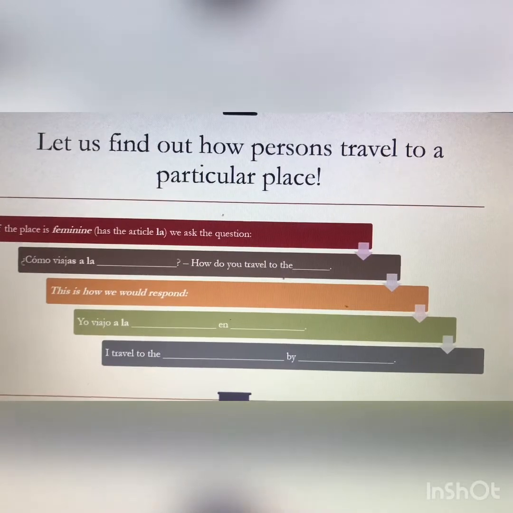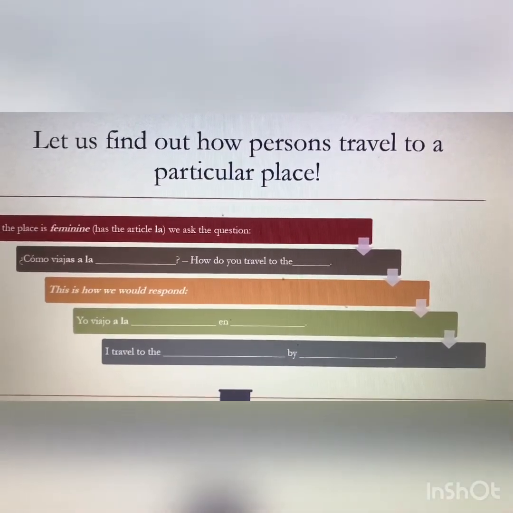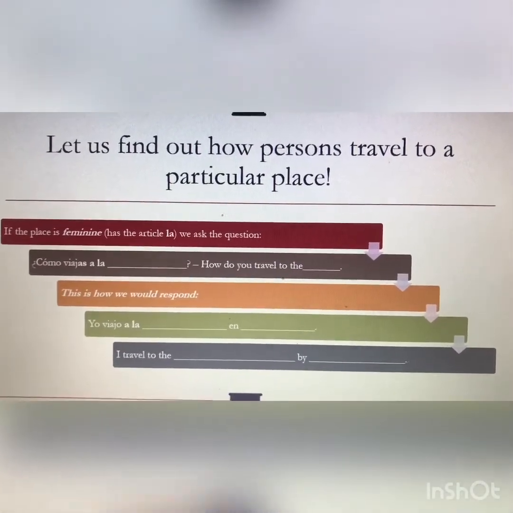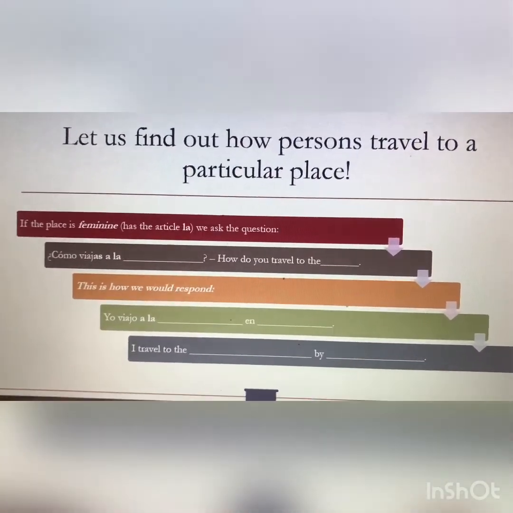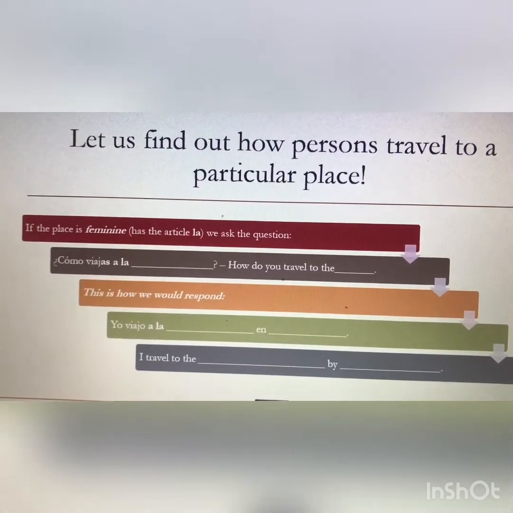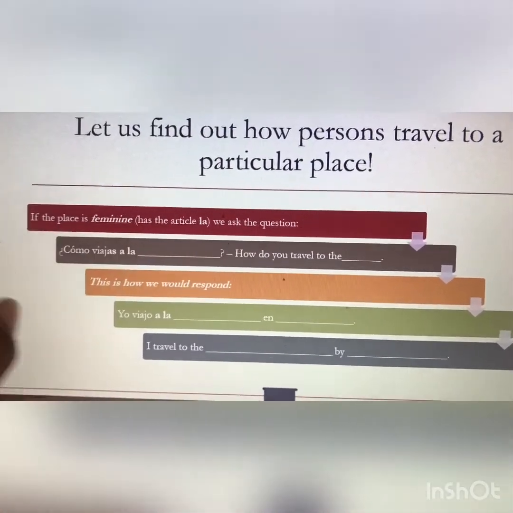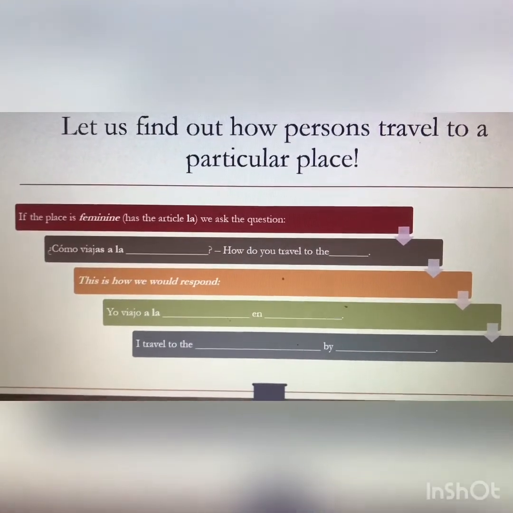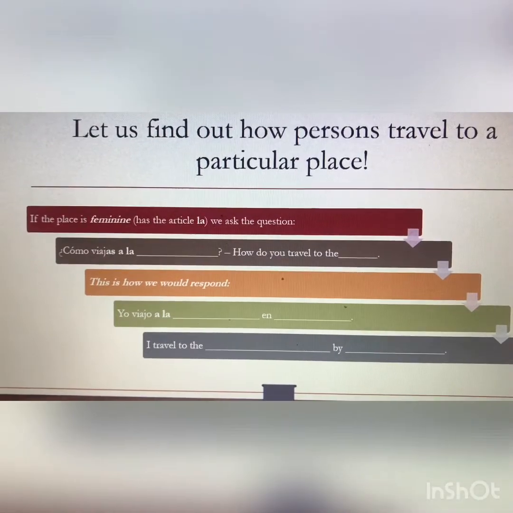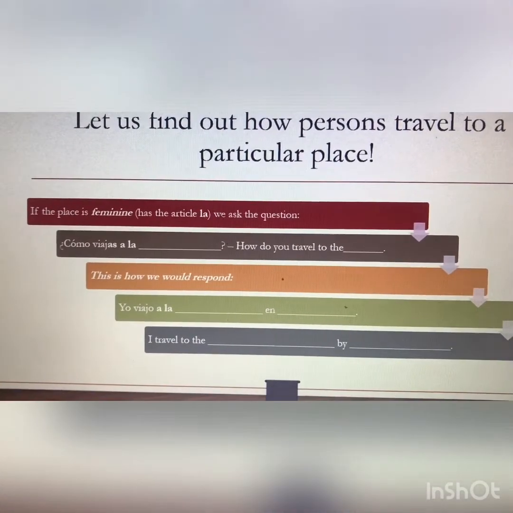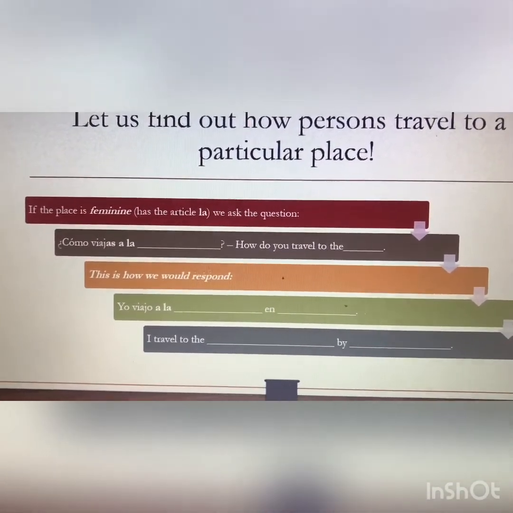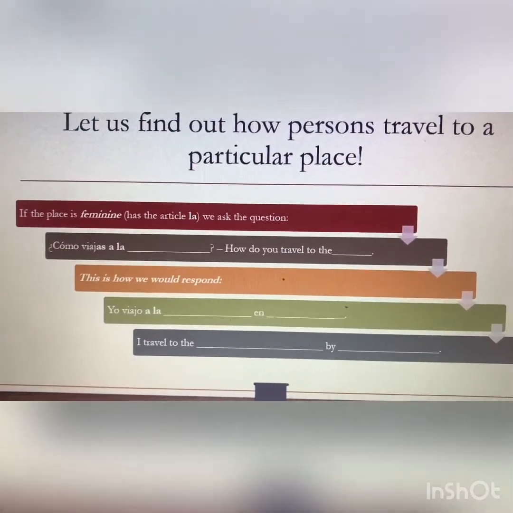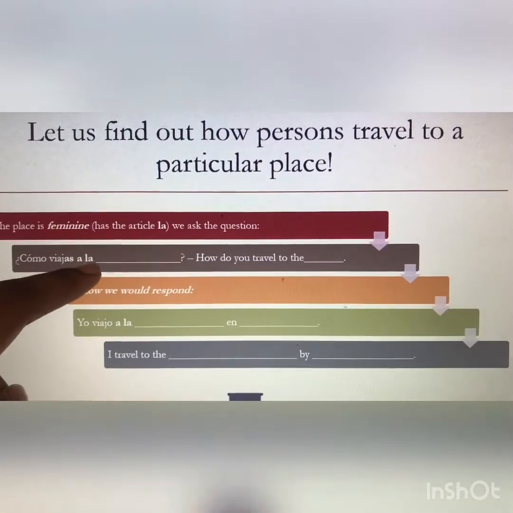But now we're going to focus on finding out how persons travel to a particular place. For example, how do you travel to the cinema? How do you travel to the park? Now, if the place is feminine, meaning that it has the article la, we ask the question, ¿cómo viajas a la? Meaning, how do you travel to the, and then the place would go on the line. As long as the place is feminine, the question you will ask is, ¿cómo viajas a la?